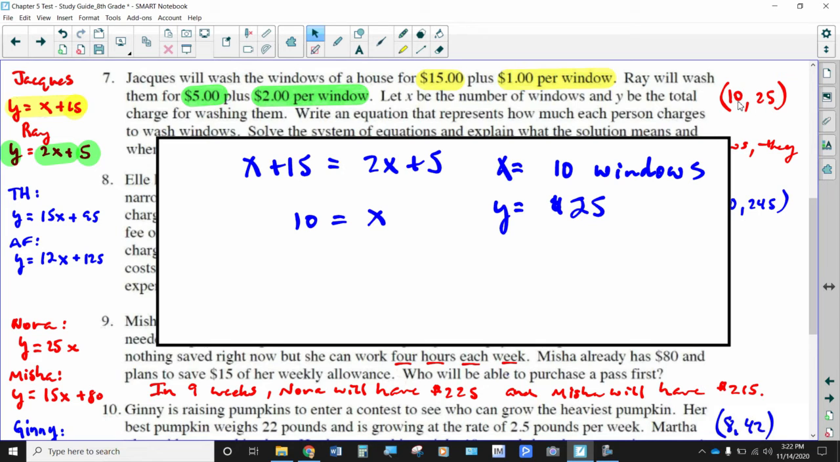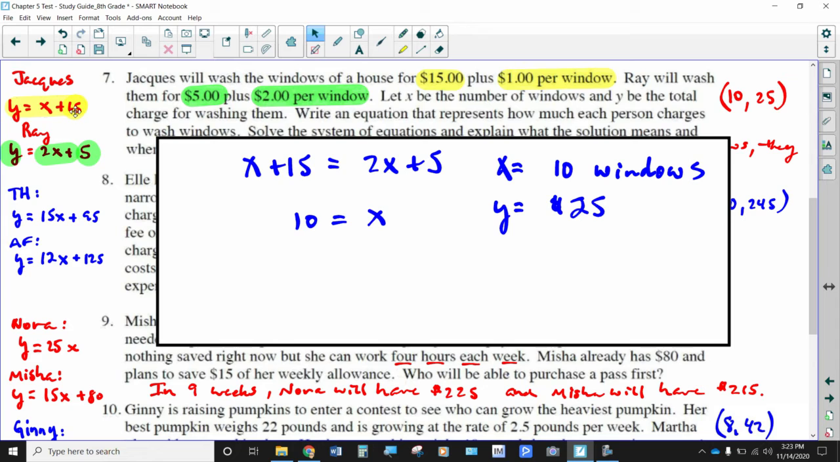When X represents the number of windows washed and Y represents the amount of money that they make, then we can declare it as an ordered pair if we wanted to identify the solution to the system as an intersection point on the graph. If you want to just answer the question in real life terms, then when both of them wash 10 windows, each of them will make $25. So if you've got fewer than 10 windows, you should go with Ray because you're saving money with the initial fee. If you got more than 10 windows, you should go with Jacques.